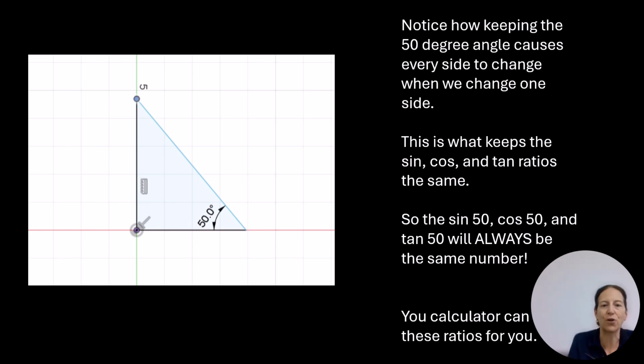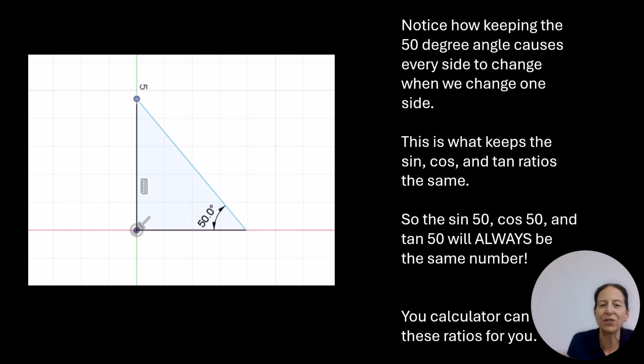Okay, so your sine, your cosine, your tangent ratio is going to be the same because both of the numbers are going to go up, or both of the numbers are going to go down, and they're going to go down and up by the same amount that keeps the ratio the same. So the sine of 50, the cosine of 50, and the tangent of 50 will always be the same number.